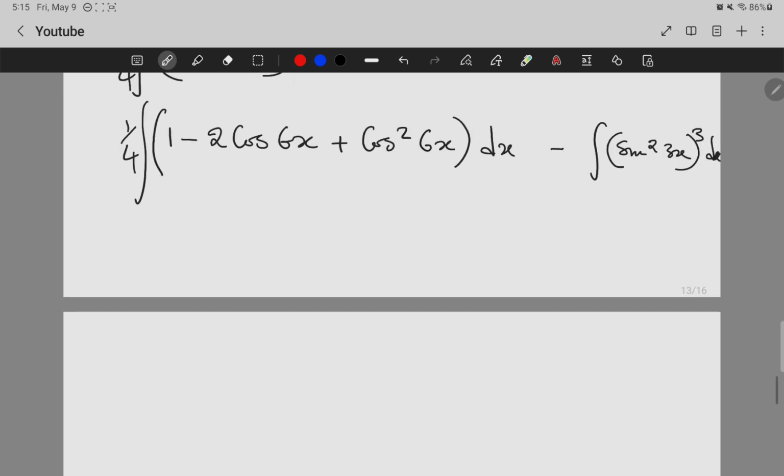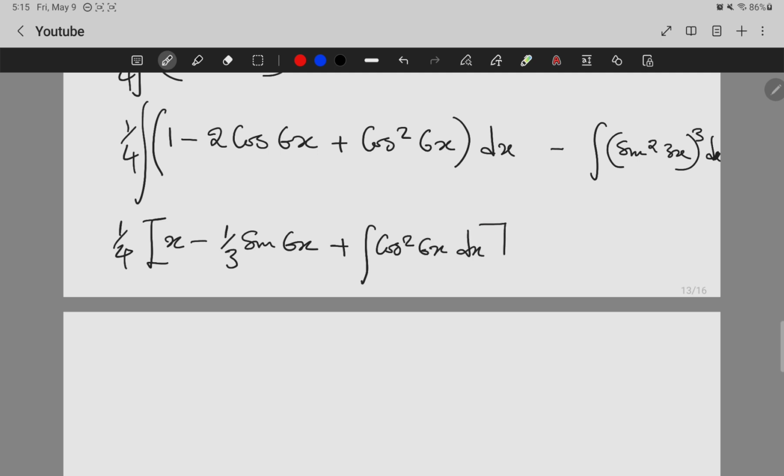So here, of course, the first ones can easily be integrated. So this is 1 over 4. This will be just x minus... so you integrate this. This will be 1 over 3, the 6 will divide down there, then cos gives us sine. And then here, we're looking now just at this one, the integral of cos squared 6x dx. And then minus this one here.